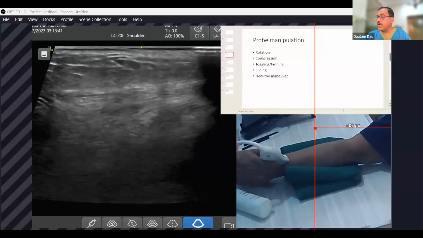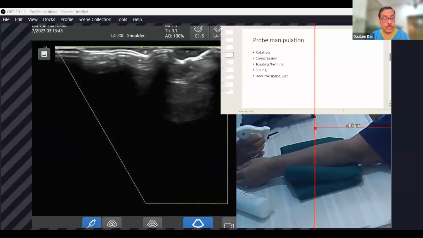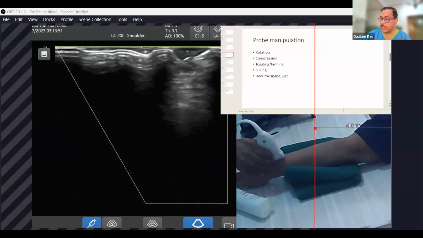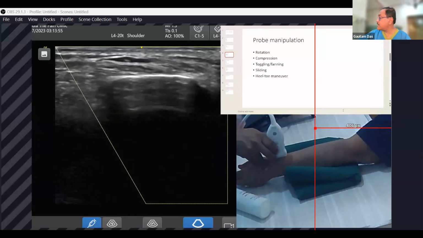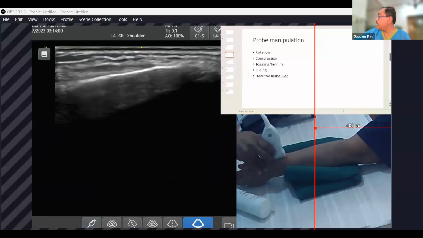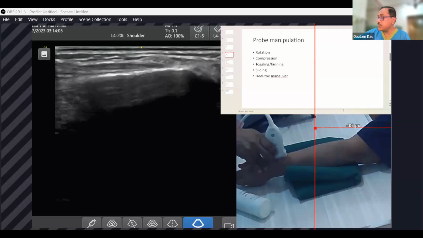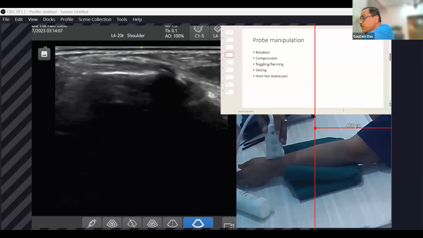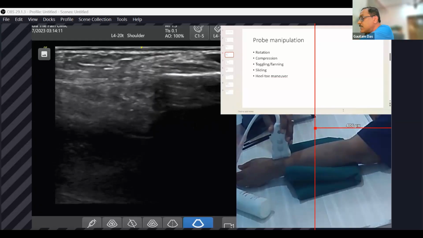Another important thing is your heel-toe maneuver. I'll be coming to this heel-toe maneuver when I'll be showing you the needling technique over the gel. The heel-toe maneuver means one side you are lifting and another side you are compressing. So this is your heel-toe maneuver. You are lifting one side, compressing the other side, and then lifting the other side.